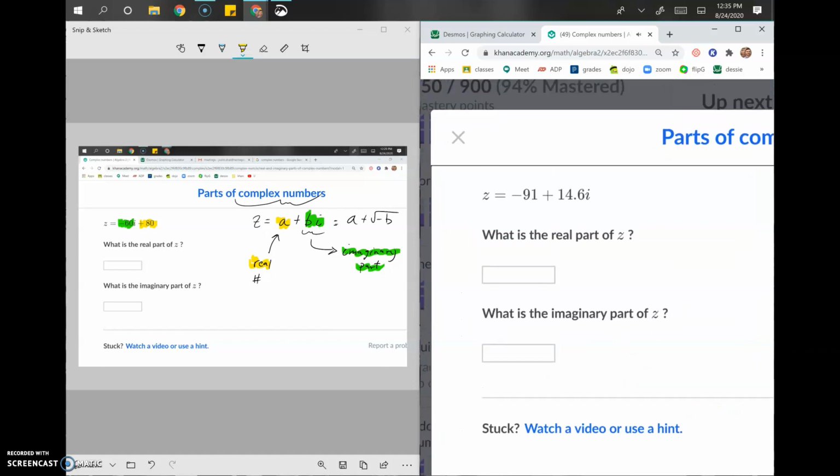What is the real part? What's the number? Negative 91. It's my favorite number. Well, not negative 91. Positive 91. What's the imaginary part? What's the number? What's the coefficient of i? That's all it's saying. The coefficient of i is 14.6. The coefficient is the number multiplied to i.